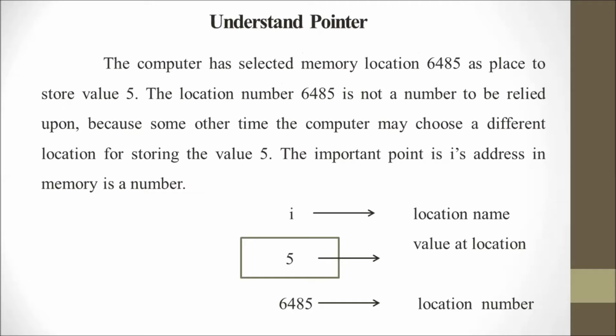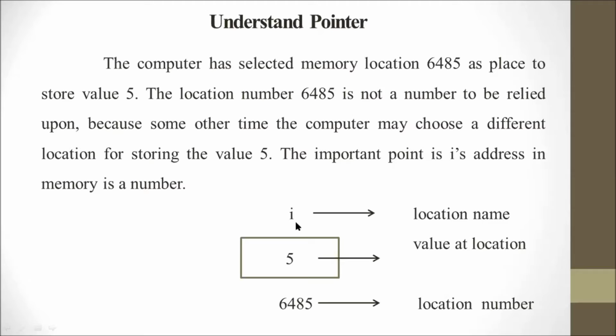So now understand pointer. The computer has selected memory location 6485 as place to store value 5. The location number 6485 is not a number to be relied upon because some other time the computer may choose a different location for storing the value 5. The important point is I's address in memory is a number. So we understand the pointer.